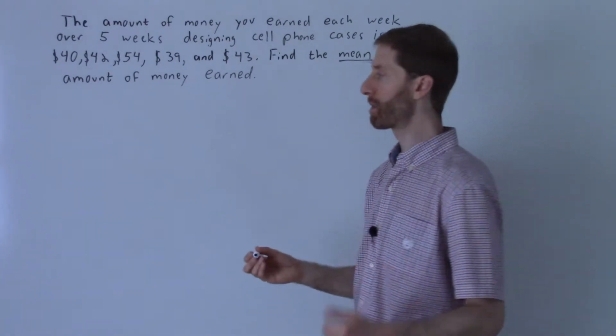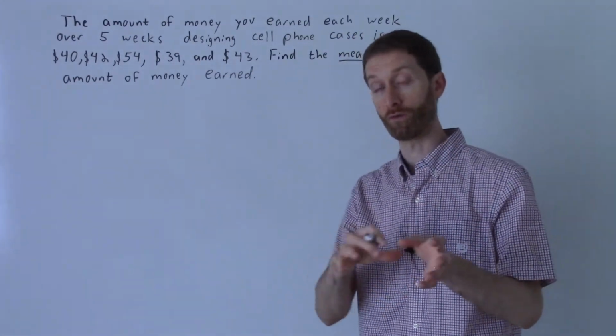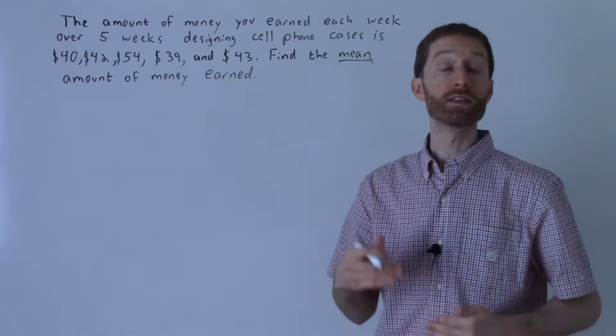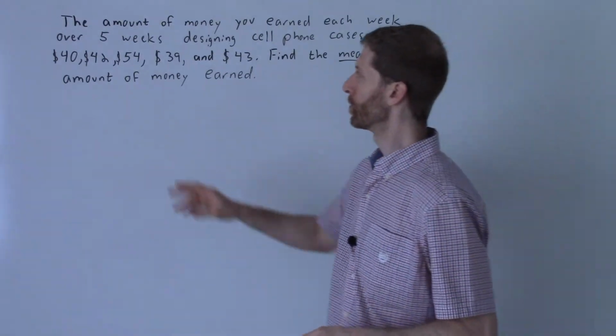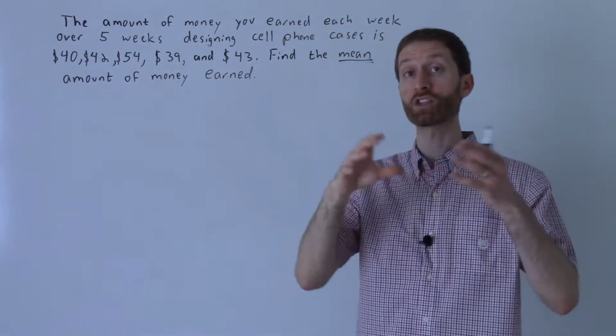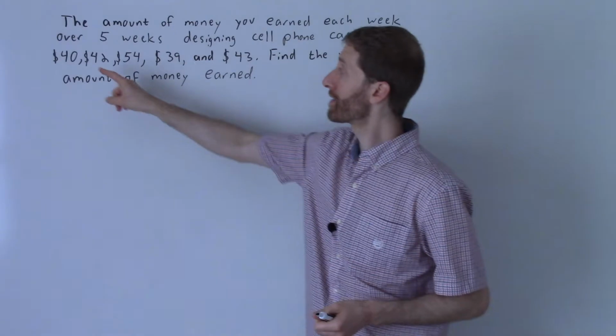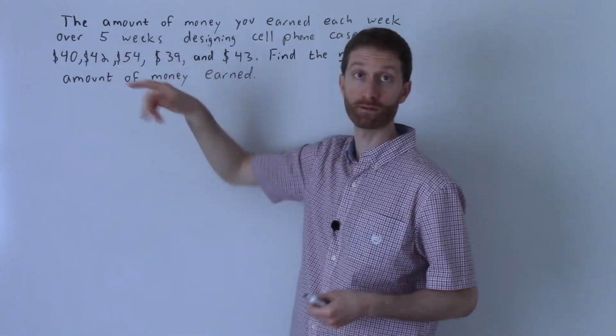Well, the mean mathematically is the sum of all the data points divided by the number of data that we have. So what does that mean? We would take all of these numbers and add them up, find the sum of them. That gets us a total amount, and we divide by the number of items that we have. So we have 1, 2, 3, 4, 5, as in 5 weeks.